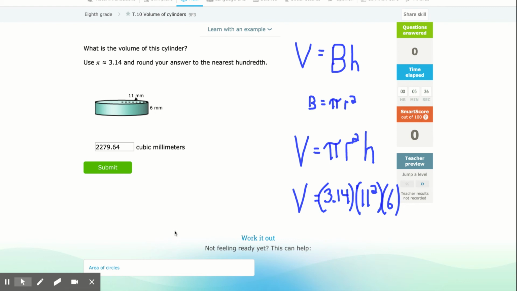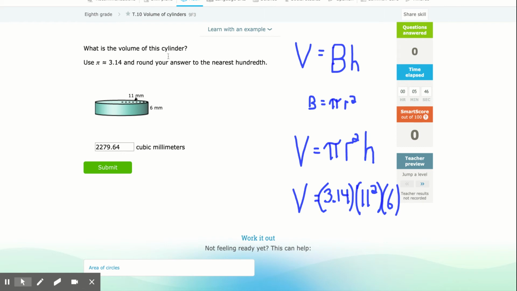Welcome. This lesson should hopefully be fairly easy and straightforward since we've already learned how to find the volume of prisms. Volume of cylinders are very similar to volumes of prisms. In other words, we still need to find the area of the base and multiply it by the height, or the distance between the two bases.